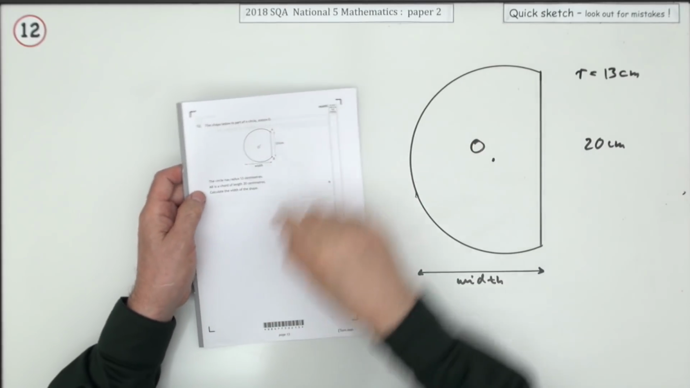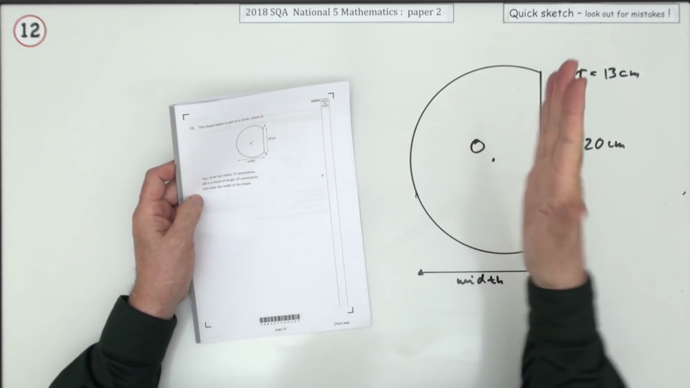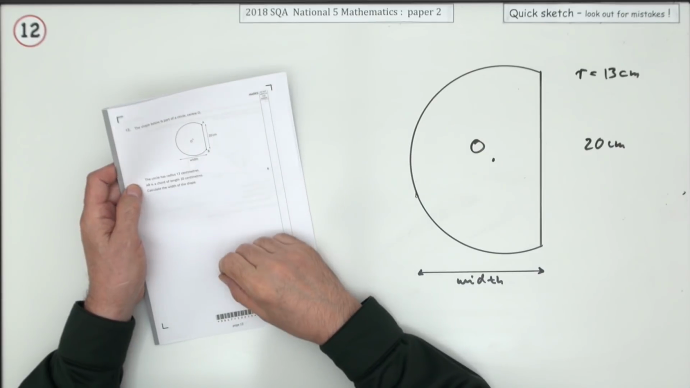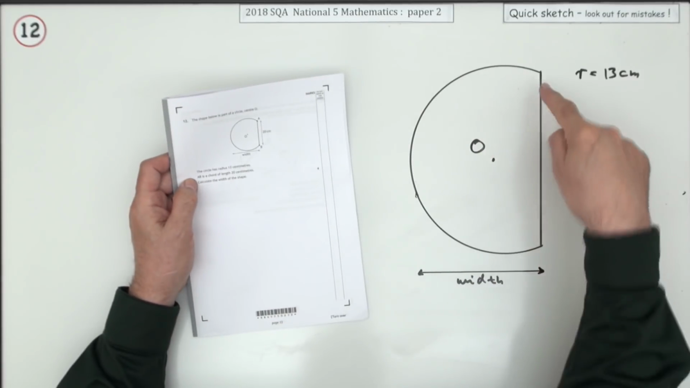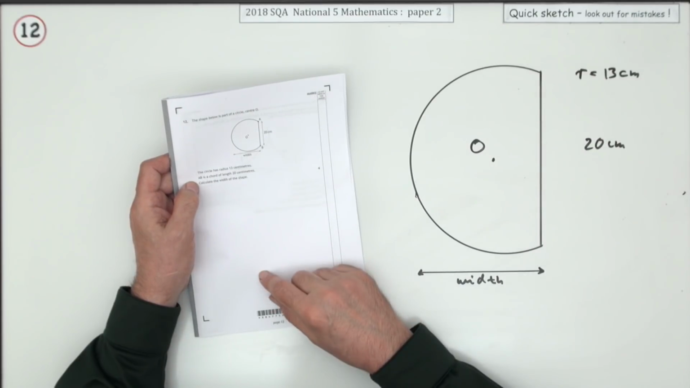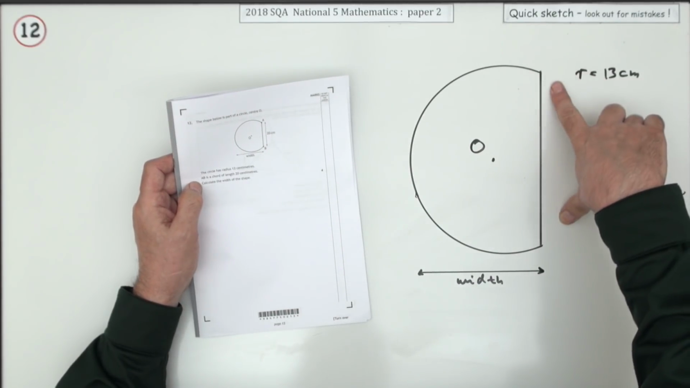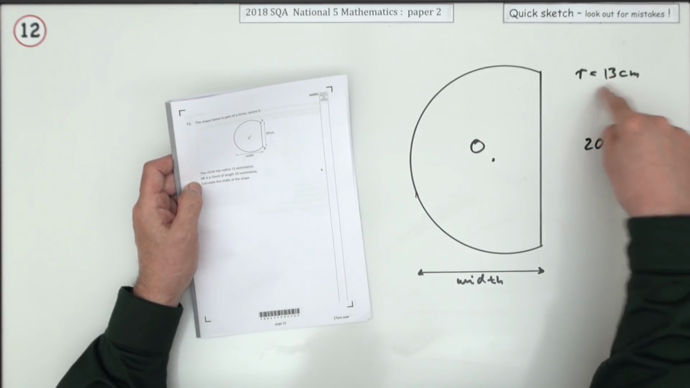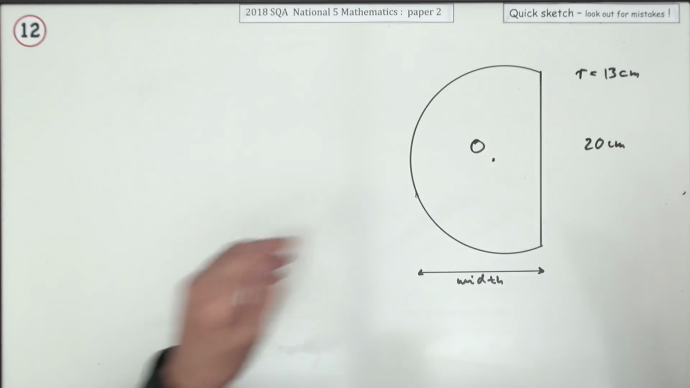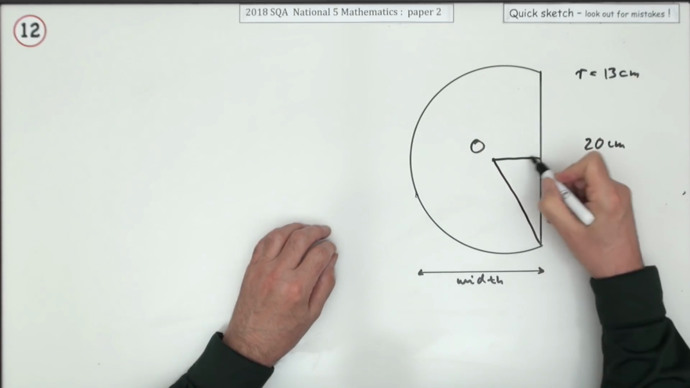Number 12 then from paper 2 of the 2018 National 5. As soon as you see that picture, cut in a circle, chord, right angle triangle, Pythagoras, probably. Anyway, you've got this shape here where a segment has been clipped off, used to work out the width of the remaining shape. Now it tells you the length of that chord is 20, the radius of the circle is 13.